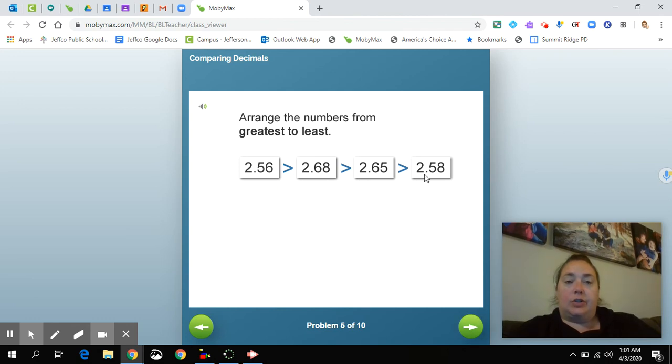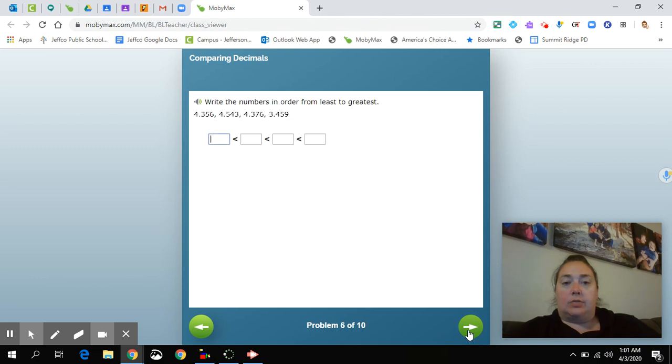Okay, so they all have 2 as the whole number in front. I have a 2.5, a 6, another 6, and another 5. So I know that the 6s are bigger than the 5s, so I'm going to move the 6s to the left. I just so happen to get these in the right order because 6, 8, 8 is bigger than 6, 5, because 8 is bigger than 5. And so let's look at these last two, the 2.5 and the 2.5. The 8 would be bigger than the 6, and so those are my ending two.